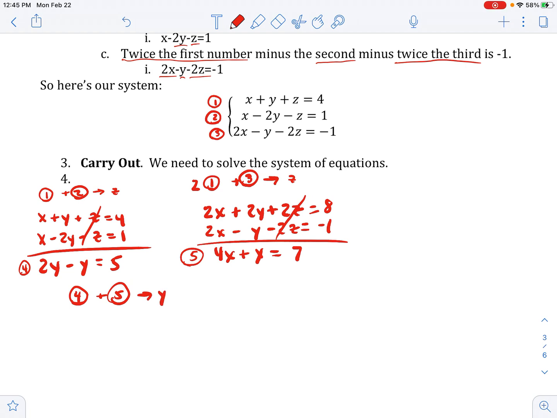And I think we're just going to go ahead and do that. Plus y equals 7. And we get 6x equals 12, which means that x is equal to 2.